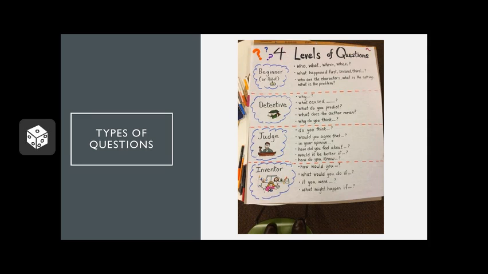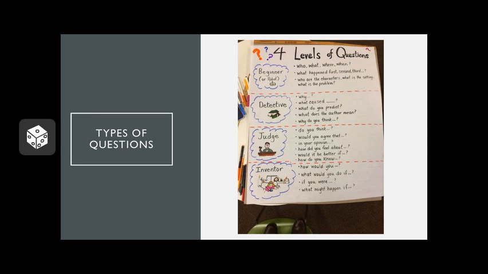At the fourth level, the highest level of questioning that we're going to talk about is the inventor. So we're going to take the text and say, what would you do if you were, or what might happen if? So I'll take that last question and I'll say, what might happen if I was born in the medieval time period? And then I can go ahead and answer that for myself. Well, maybe I would have been a princess. Maybe I would have been a peasant. But I'm asking a deeper level question about what if something changed?